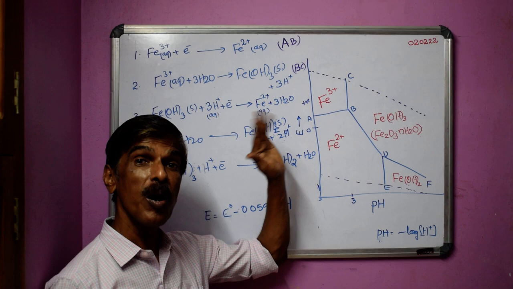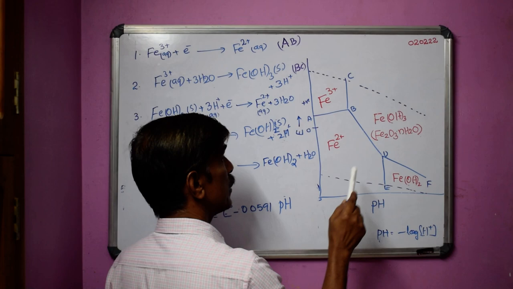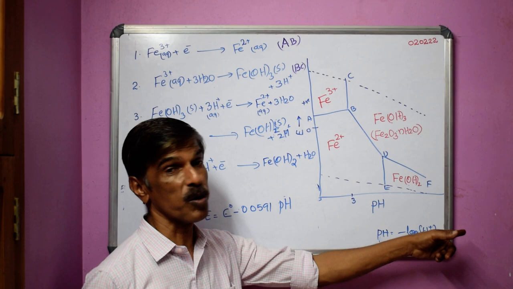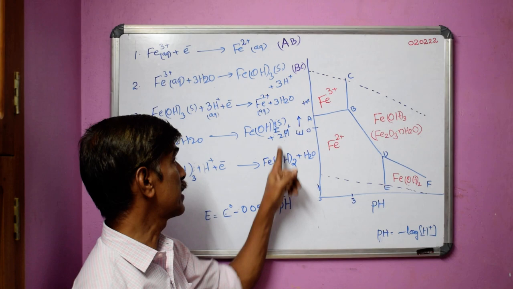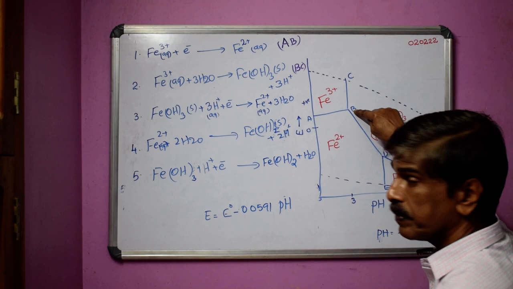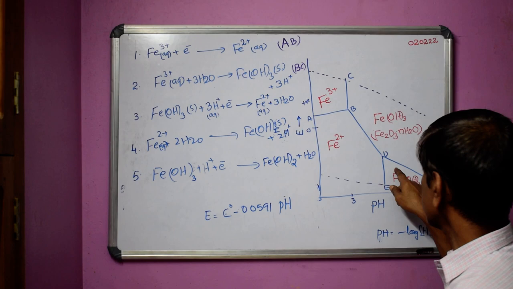And remember, we have one line parallel to the pH axis, two lines parallel to the potential axis, and two sloping lines with two different slopes. This is a very sharp falling line. It is somewhat a mild fall, because it has a small negative slope. Okay, this is slope one, this is slope one.